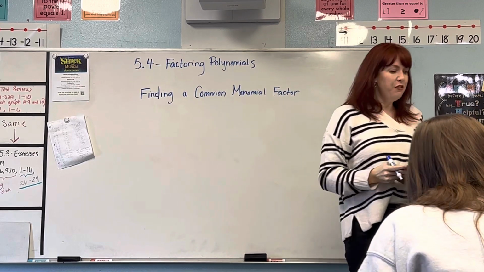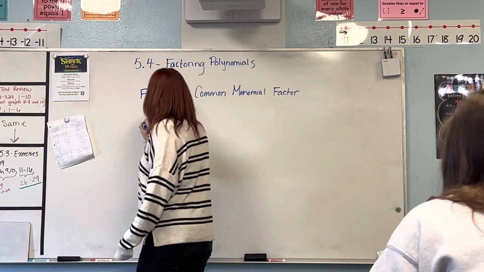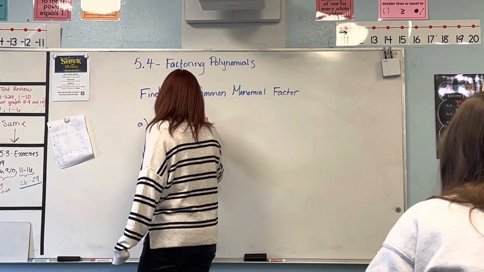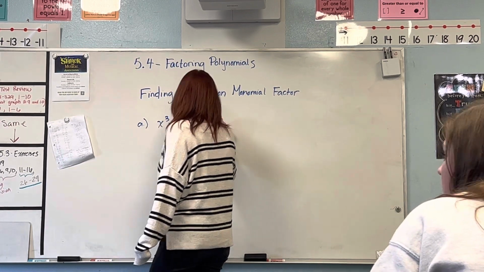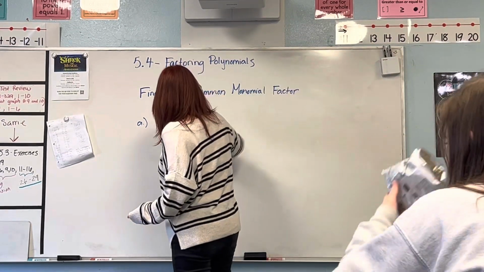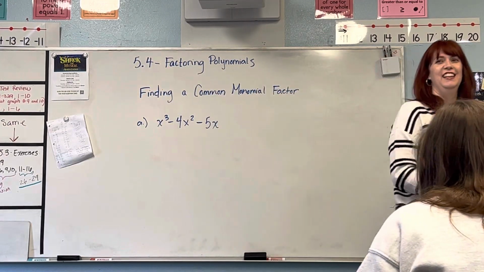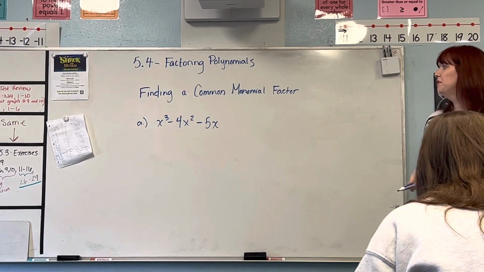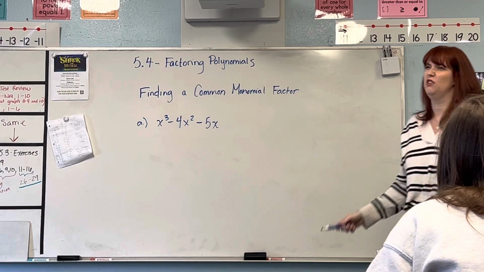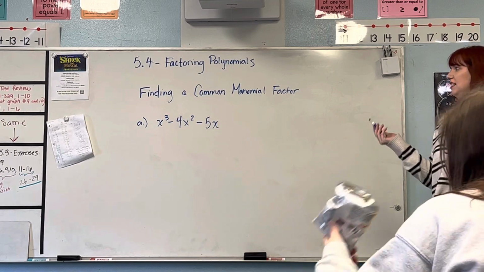Okay, so if it's possible, this is 4 and this is 5. We start by finding a common monomial factor, meaning something that all these terms have in common that I can factor out first, kind of like a greatest common factor. Sometimes we can do that first and then it's easy to factor.